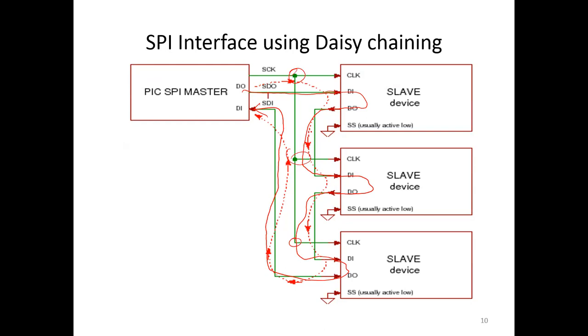What is the disadvantage of this technique? When one shuts down, the system shuts down. If one of the slaves shuts down, we lose the connection of all the slaves. The second disadvantage is that this technique needs to shift the data from one slave to another slave, so it is complex in terms of programming, okay?